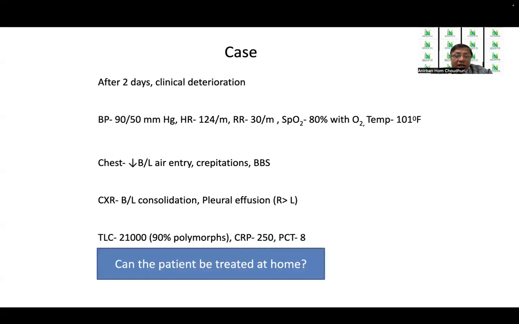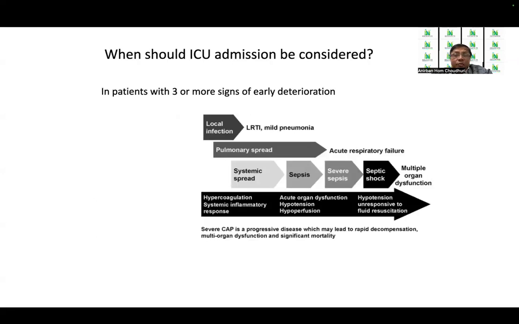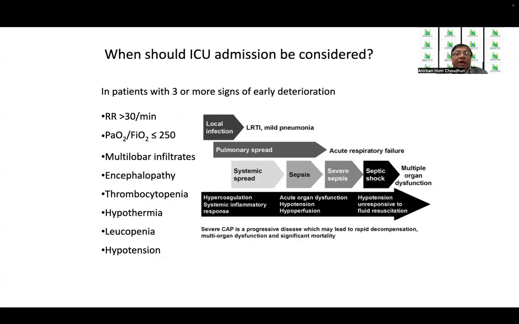Now, the question is, can the patient be treated at home? The answer is obvious: no, this patient should not be treated at home. The patient should be admitted. But there are also certain other things to be considered for ICU admission. Whenever a patient presents with 3 or more signs of deterioration, like respiratory rate more than 30, PF ratio less than 250, multilobar infiltrates, encephalopathy, thrombocytopenia, hypothermia, leukopenia, or hypotension, then probably ICU would be the safe place to prevent their deterioration and to diagnose and intervene early for any complications.